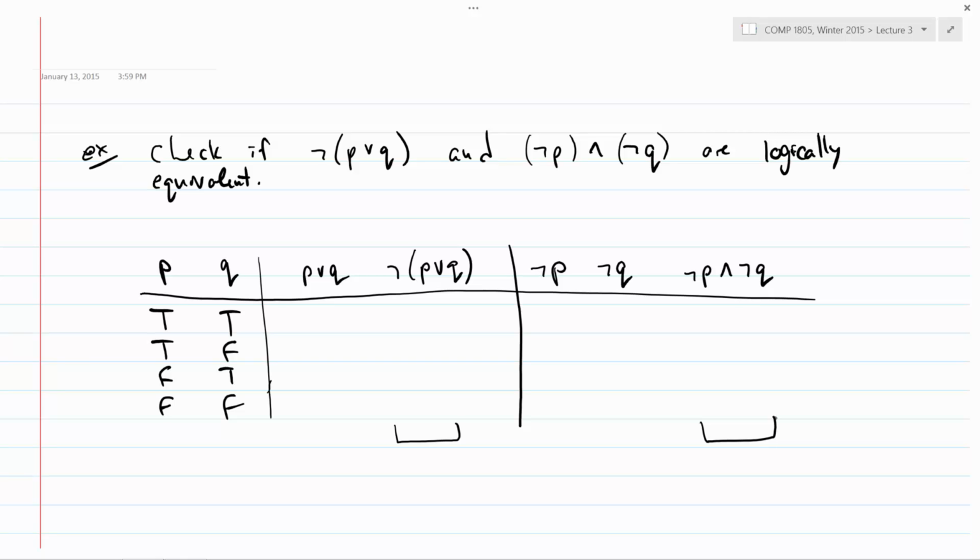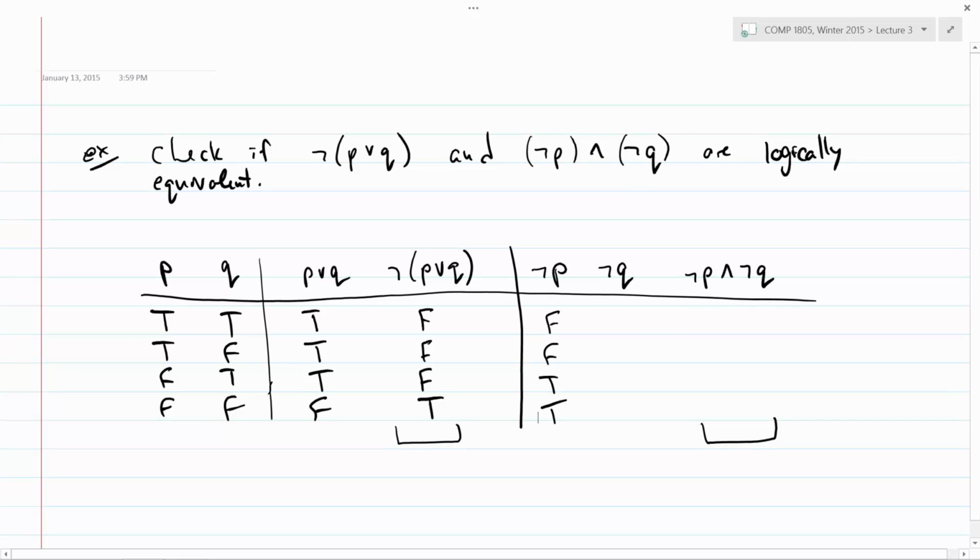All right, so let's first figure out what P or Q is. We know how to do that. It's true, true, true, false. Right? P or Q is only false when both P and Q are false. So the negation of that is just going to be false, false, false, true. So far so good? All right. So now we need not P, and that's easy. That's just false, false, true, true. We just negate this first column over here. And for not Q, it's just the negation of the second column here. So that's false, true, false, true. And now we take the conjunction of these two columns here to give us false, false, false, true.